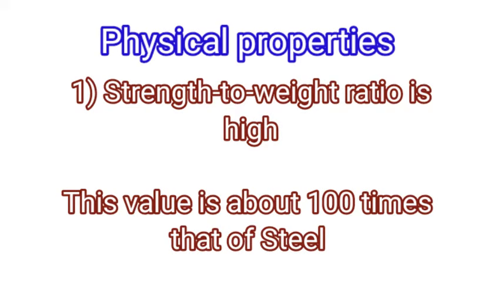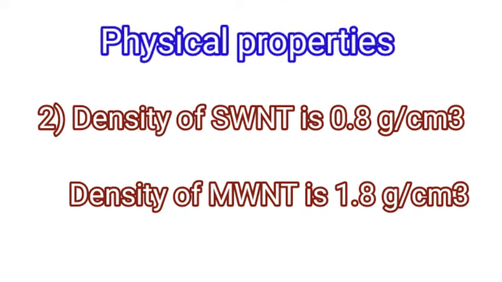Now we will see the physical properties of carbon nanotubes. The strength to weight ratio of carbon nanotube is high, and the value is about 100 times greater than that of steel. Density of single-walled nanotube is 0.8 gram per centimeter cube, and it is 1.8 gram per centimeter cube for multi-walled nanotubes.